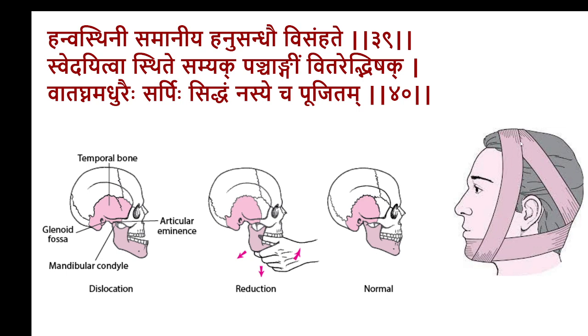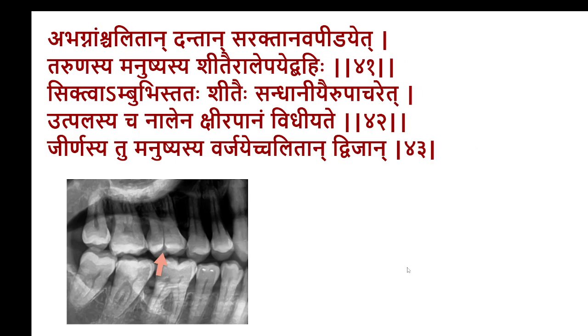A Panchangi Bandha, exactly the similar bandage, is used, and this bandage would have 5 limbs or 5 wings as such, as Sushruta has suggested. So Panchangi Bandha is used as such. That's the principle of reduction of mandibular dislocation.